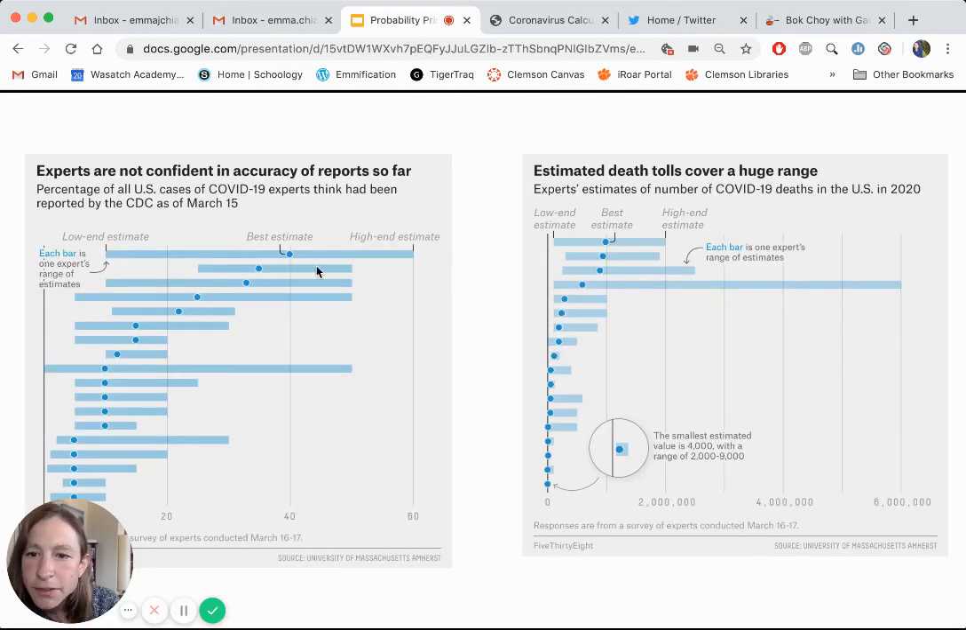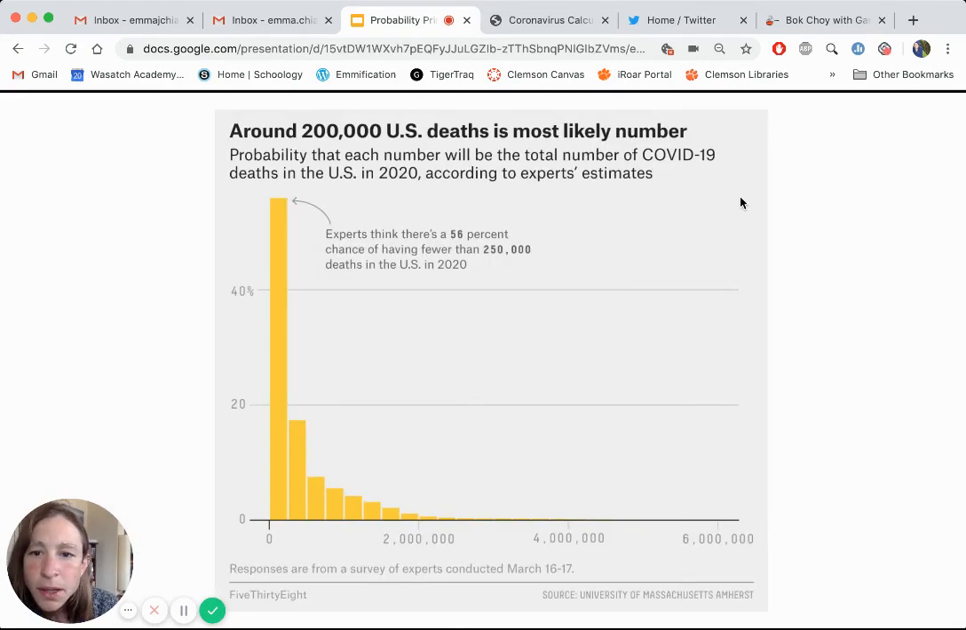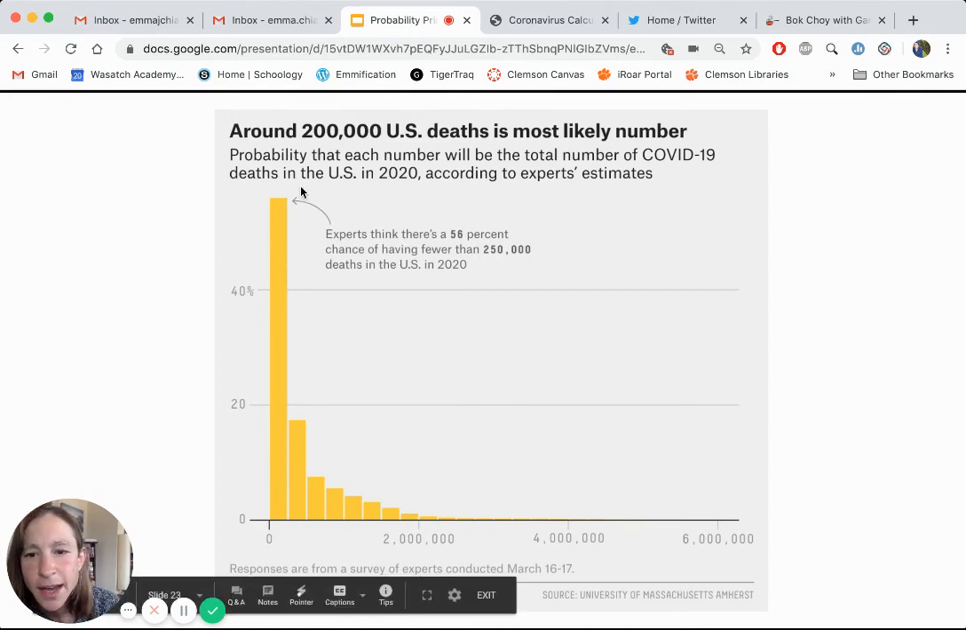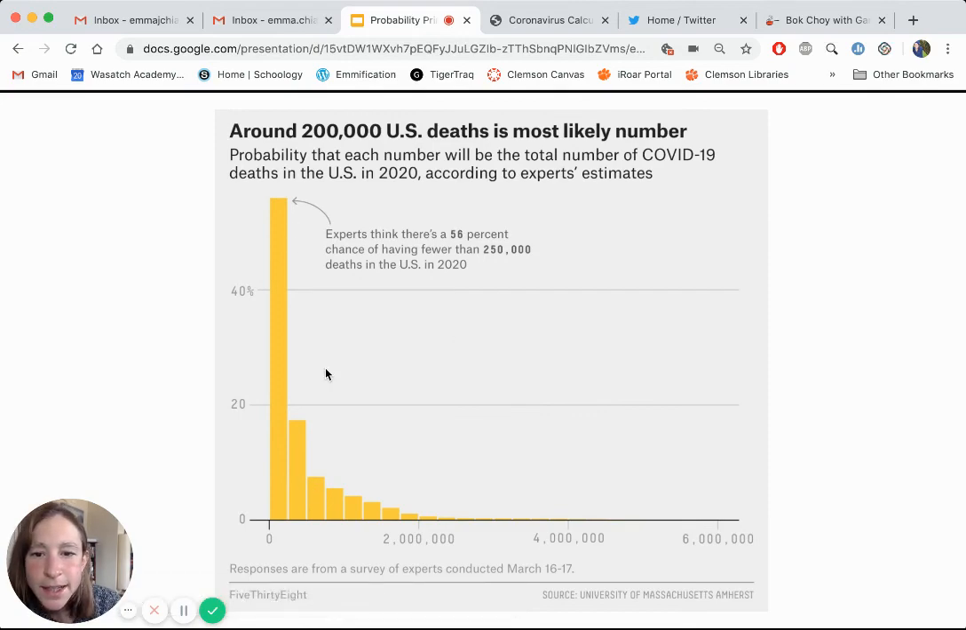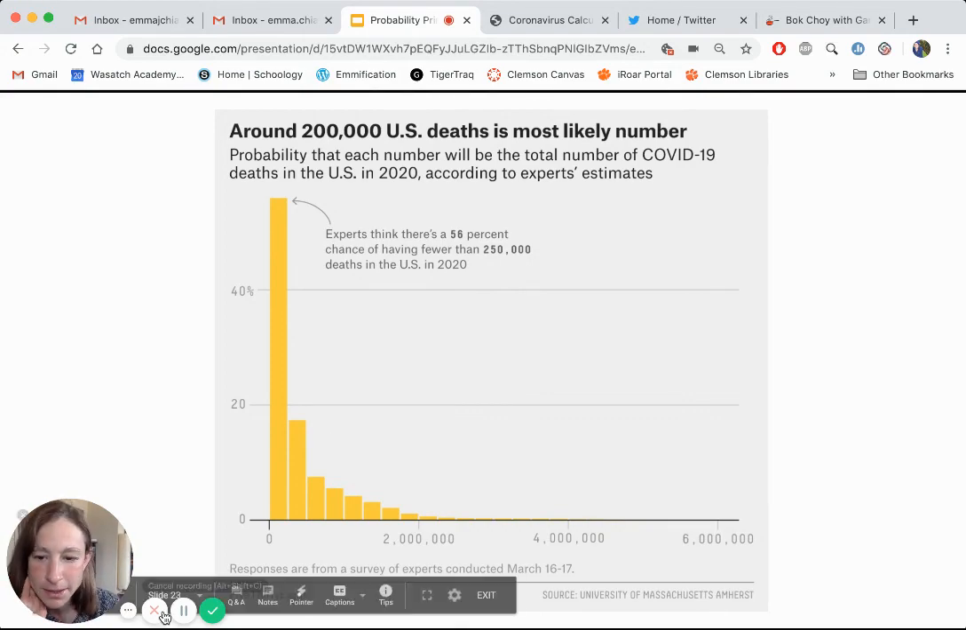Again, we have lots of uncertainty when it comes to the accuracy of the reports, the estimated death toll. But if we want to look at the true death toll, we ask all of the experts to make their estimate, and we look at the value that had the most estimates. So this idea is how you can calculate a true probability by using a bunch of experimental probabilities.